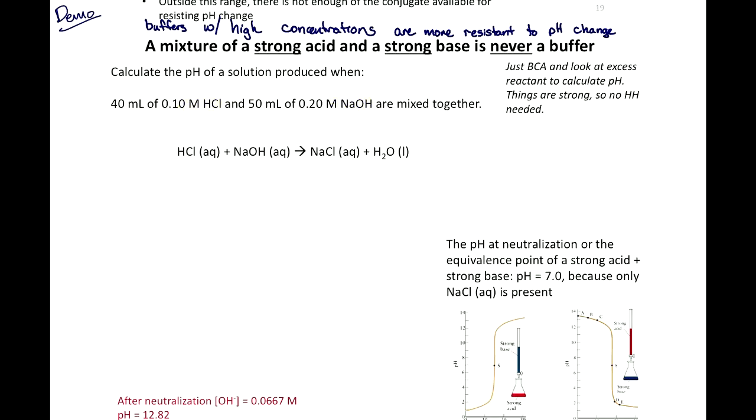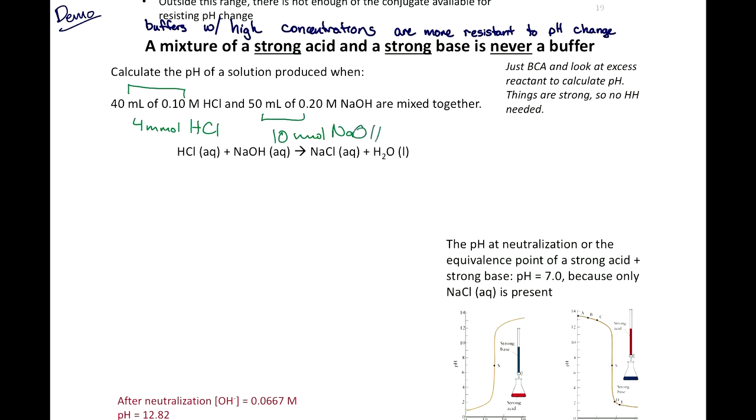So I want to work in millimoles because I'm lazy. So I have 4 millimoles of HCl. And then how many millimoles do I have here? 10? Is that 10? Of sodium hydroxide? Okay, all right, 10 of sodium hydroxide.